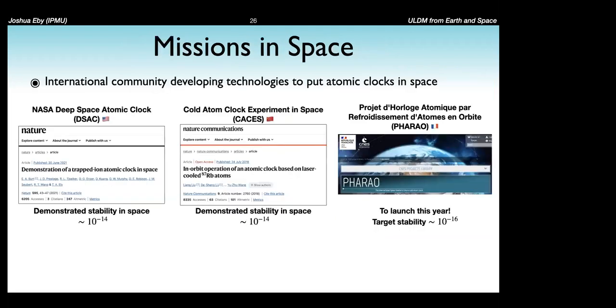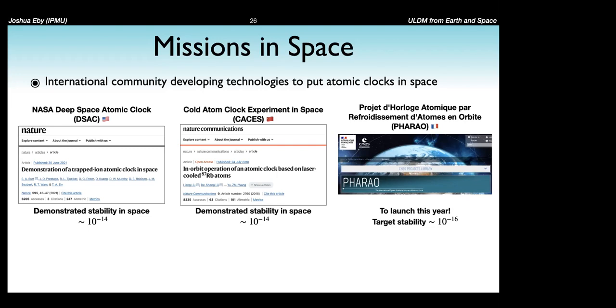So first I want to tell you that there are many proposals to bring clocks like the ones we use for our sensitivity curve, many proposals to bring atomic clocks to space. There's a mission in space currently from NASA and also from China, who have demonstrated stability at the level of 10 to the minus 14 for atomic clocks in space. There's a proposal from France also that has a target towards a magnitude better, and this will rapidly advance.